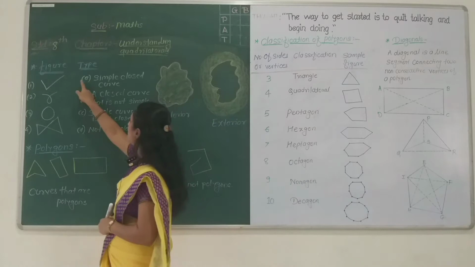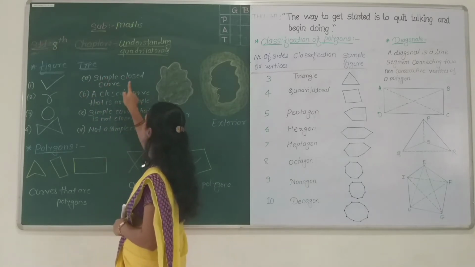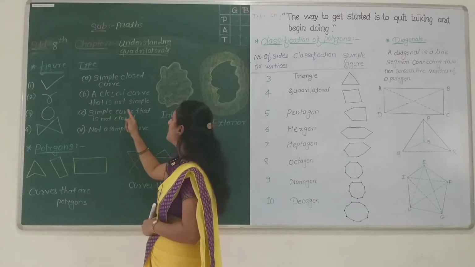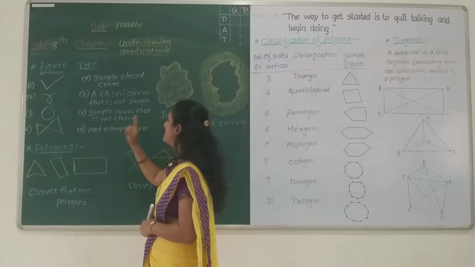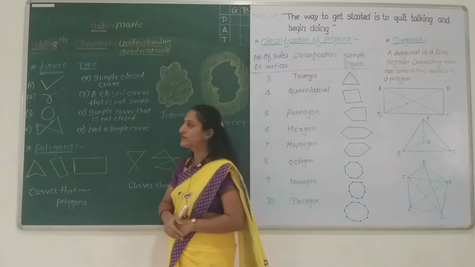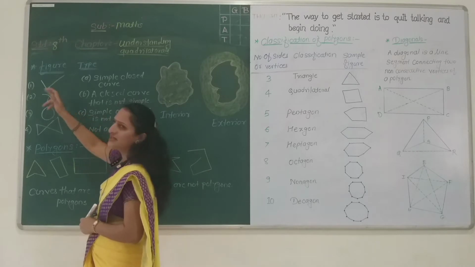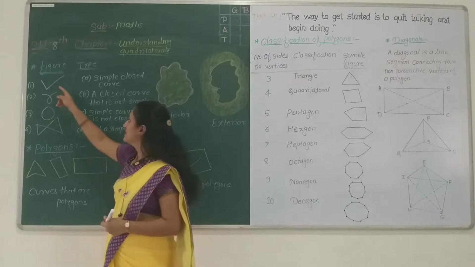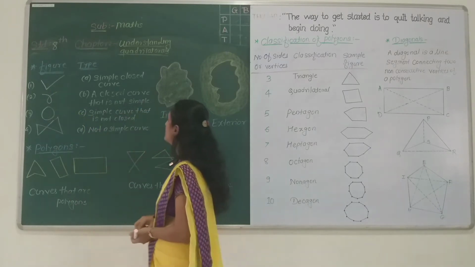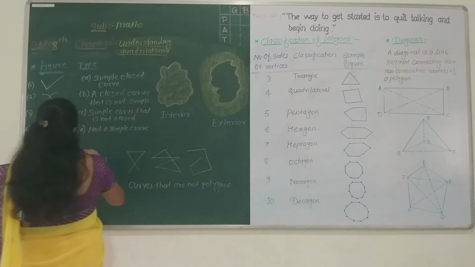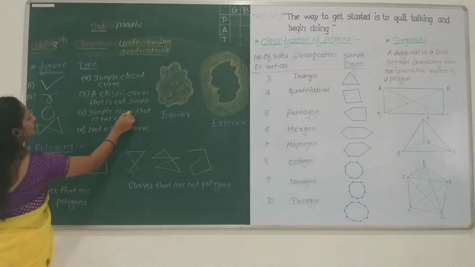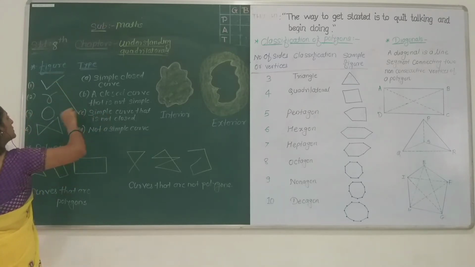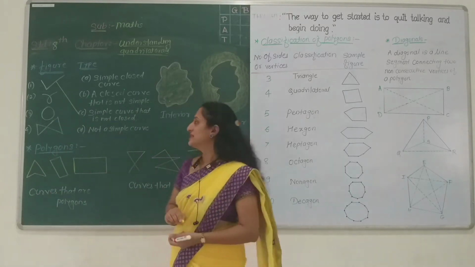The options are: simple closed curve, a closed curve that is not simple, a simple curve that is not closed, and not a simple curve. Now tell me, this figure matches with? Yes, it is a curve, but it is not a closed curve. This curve is an open curve. So this figure matches with a simple curve that is not closed. So figure 1 matches with C.